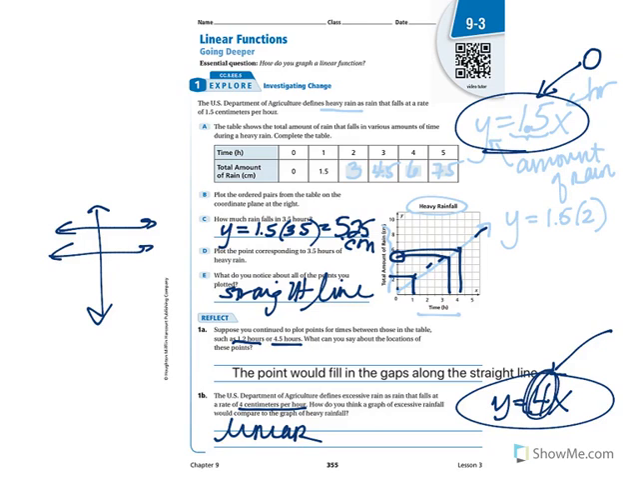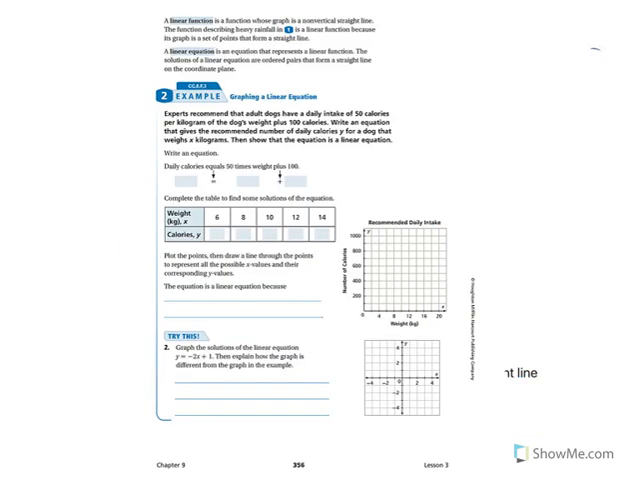So we say that it's still going to be linear, but it's just going to be a steeper line. All right, let's take a look at example 2. So here it says, experts recommend that adult dogs have a daily intake of 50 calories per kilogram of the dog's weight plus 100 calories. So right there, that gives our equation on the line, the information that we're going to need.